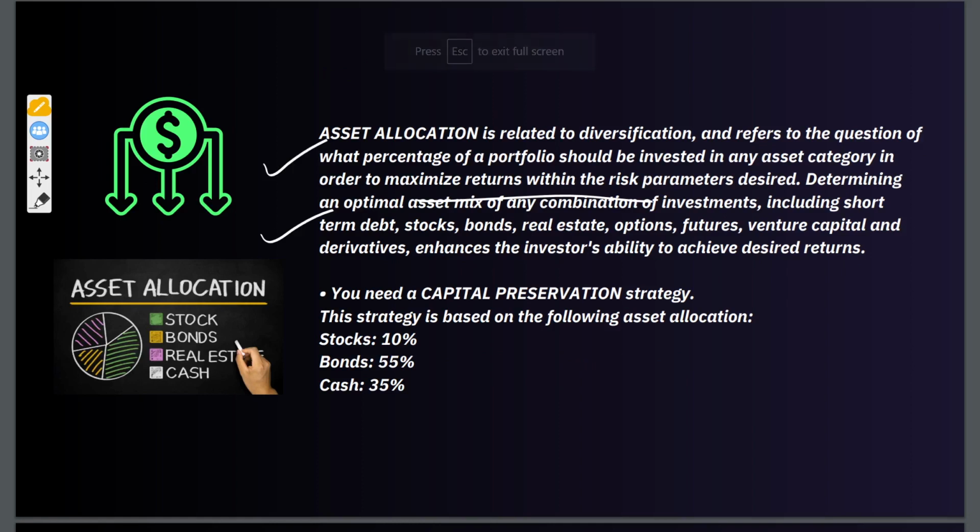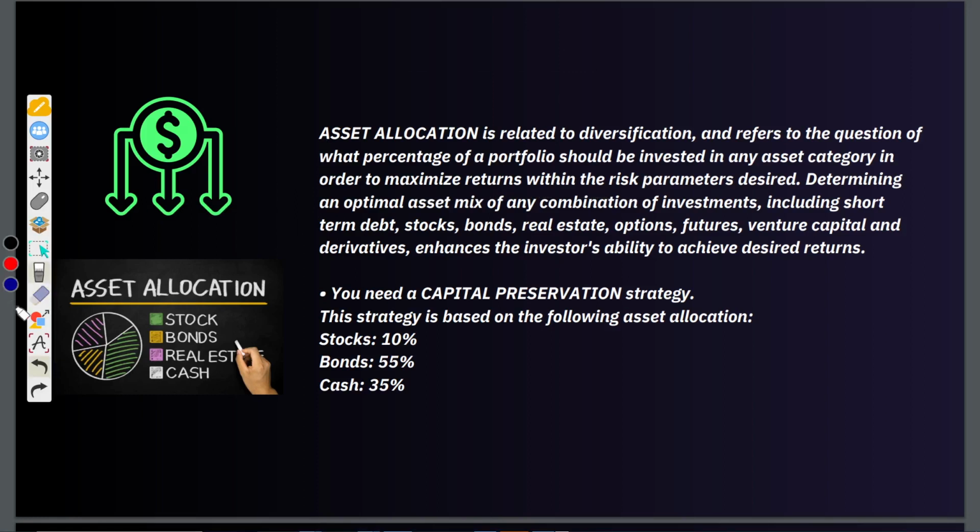Then asset allocation, one formula that we'll discuss now, and the rest we'll see in the next part. Asset allocation is related to diversification and refers to the question of what percentage of the portfolio should be invested in any asset category in order to maximize return within the risk parameters desired, determining an optimal asset mix of any combination of investments, including short-term debts, stocks, bonds, real estate, options, futures, venture capital, and derivatives. This enhances the investor's ability to achieve the desired return. You need a capital preservation strategy.